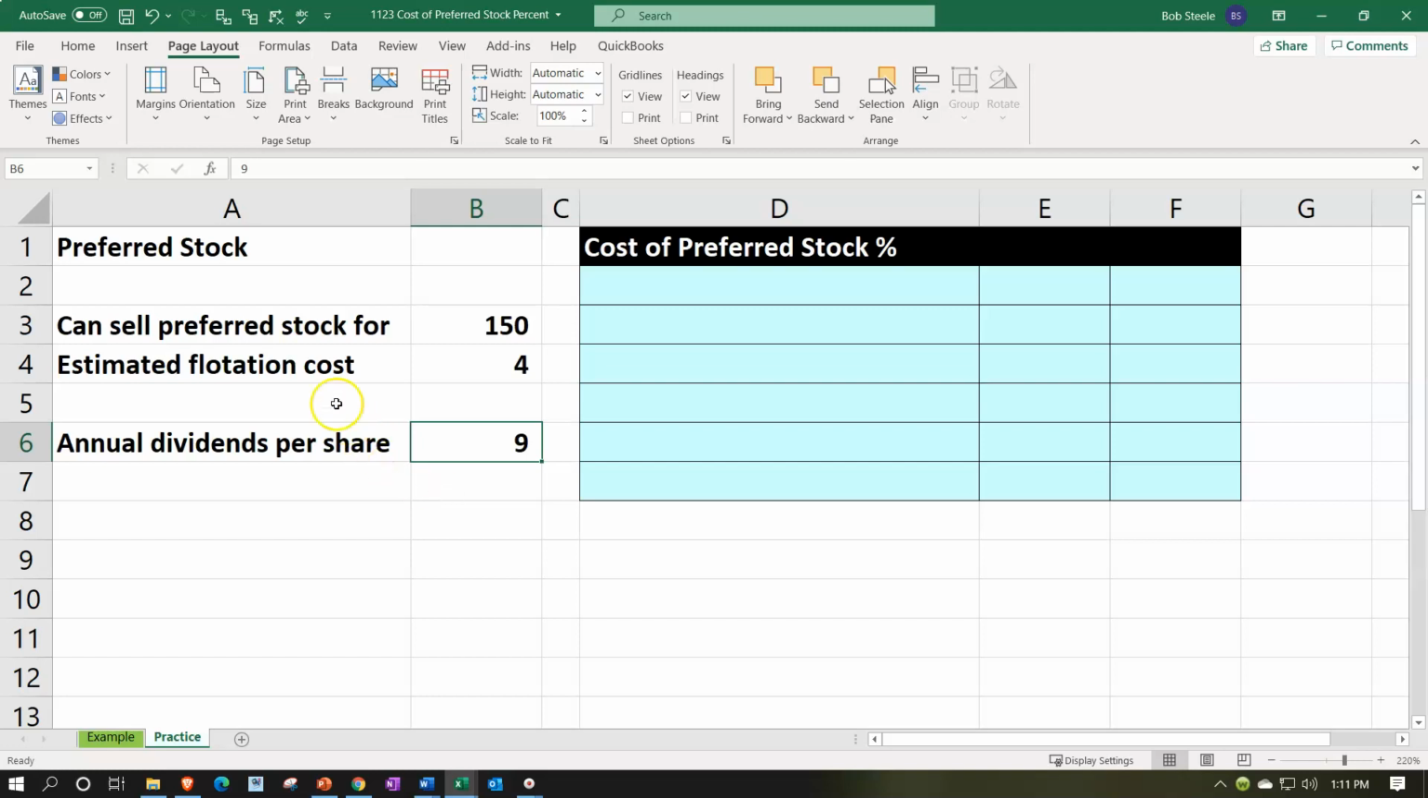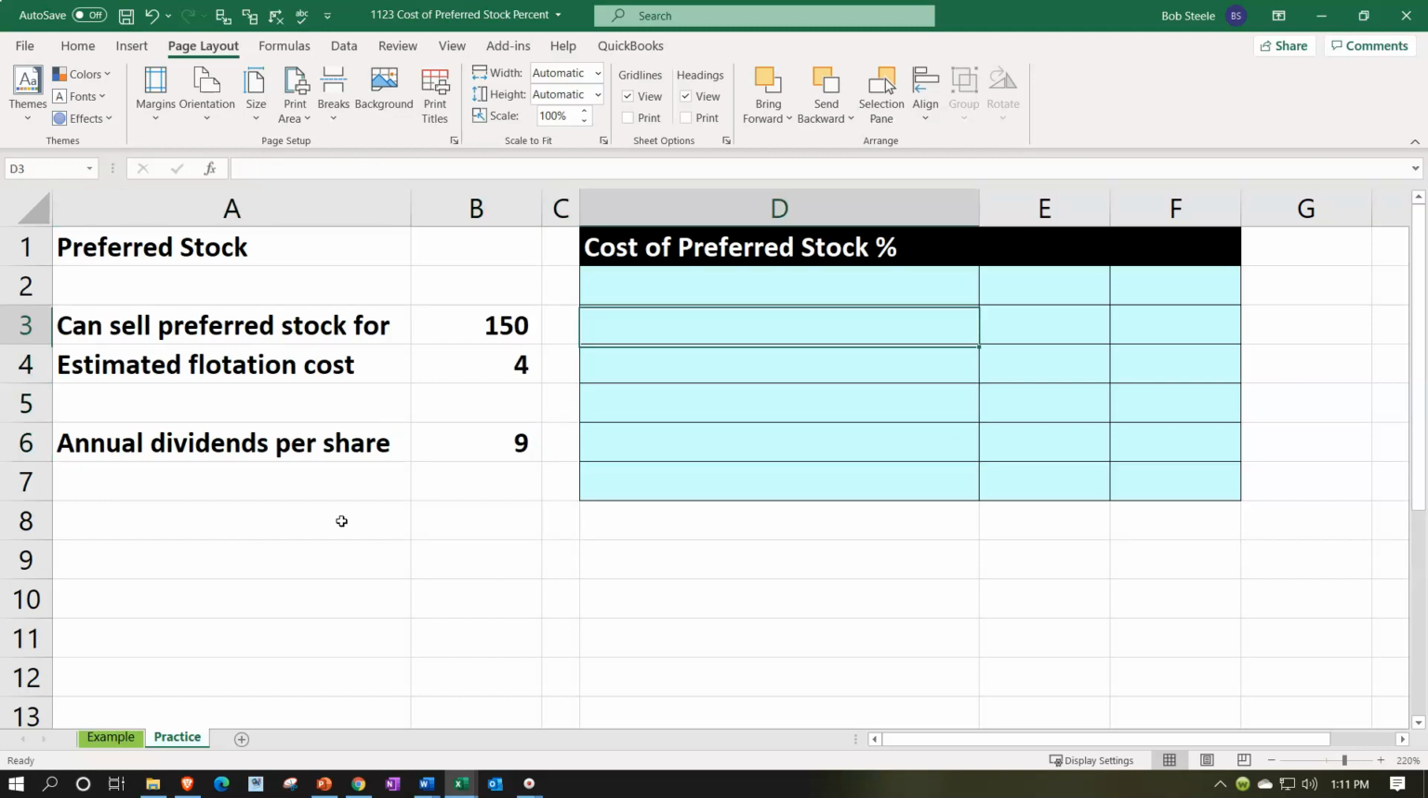So we have the preferred stock. We're going to say that we can sell the preferred stock for $150. The estimated flotation costs, the cost of us issuing the preferred stock, basically the administration cost of issuing the stock, would be $4. And then we have the major cost to us, which means the dividends, the company paying out the dividends to the preferred stockholders, which are going to be $9 on an annual basis. So we're calculating this on an annual basis here.